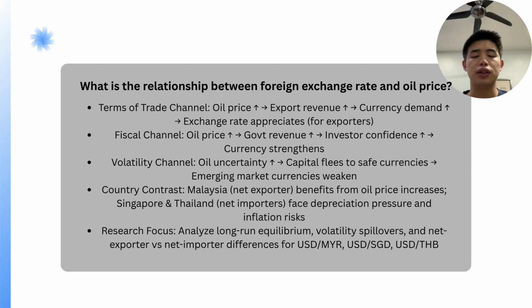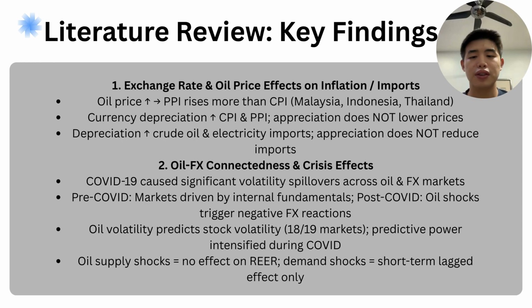The key contrast is clear. Malaysia, as a net exporter, tends to benefit from rising oil prices with currency appreciation, while Singapore and Thailand, as net importers, face depreciation pressures and inflation risks when oil prices increase. First, studies have found asymmetric effects. Hussaini and Lin in 2021 showed that oil price increases affect producer prices more than consumer prices across Malaysia, Indonesia, and Thailand. They also found that currency depreciation raises both CPI and PPI, but appreciation does not lower prices.